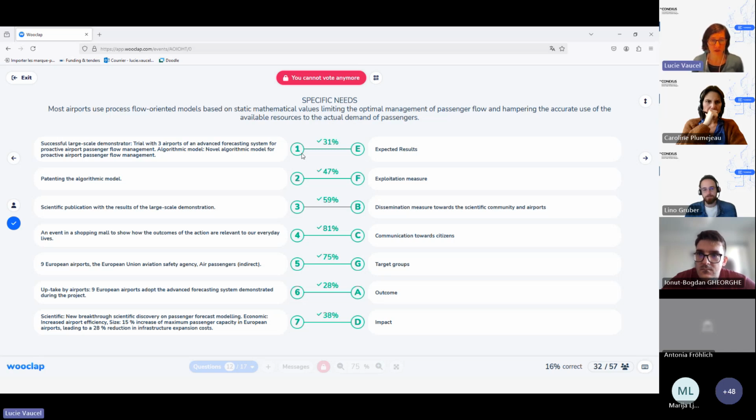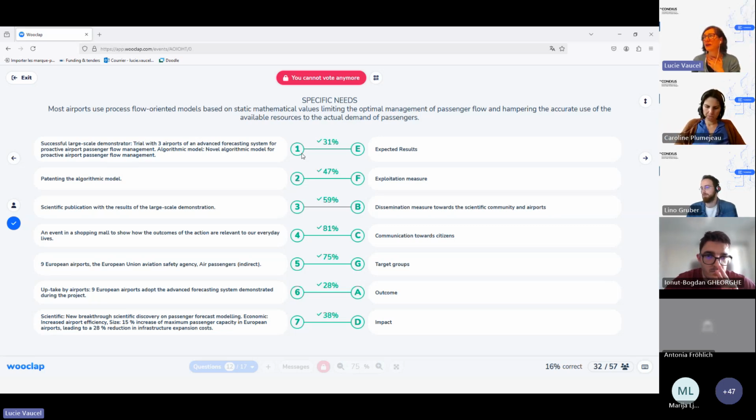It's an exploitation measure. Why? Because if you patent, it means that you want to protect your model that can be used, for instance, by private companies. So it's an exploitation measure. Then the third one, scientific publication with the result of the large-scale demonstration. It's a dissemination measure towards the scientific community and airports. It's not communication to a wider audience, it's towards a specific community.